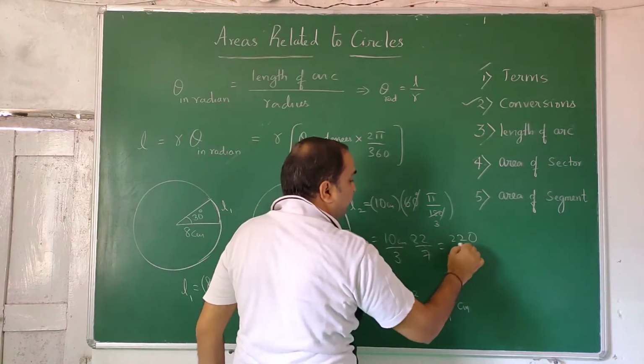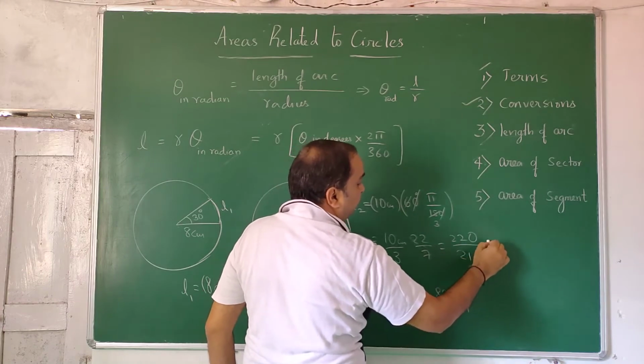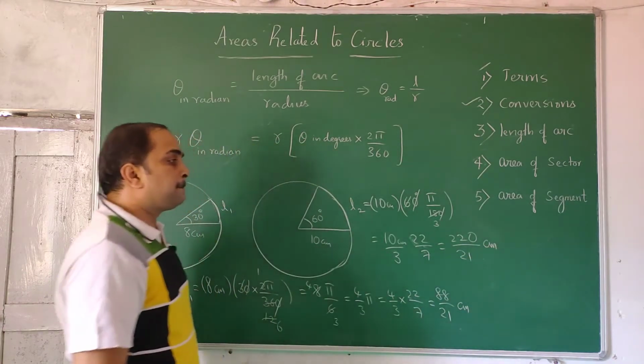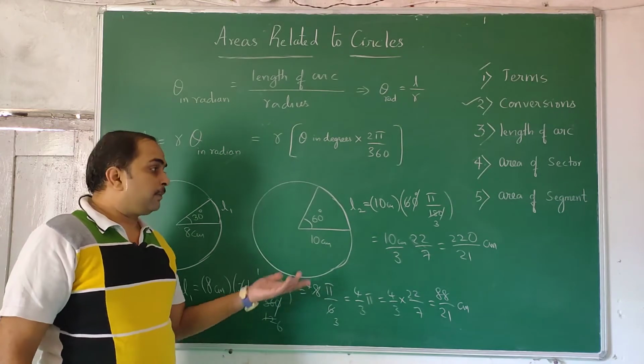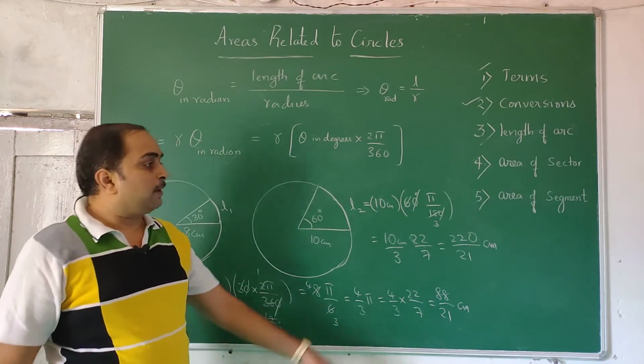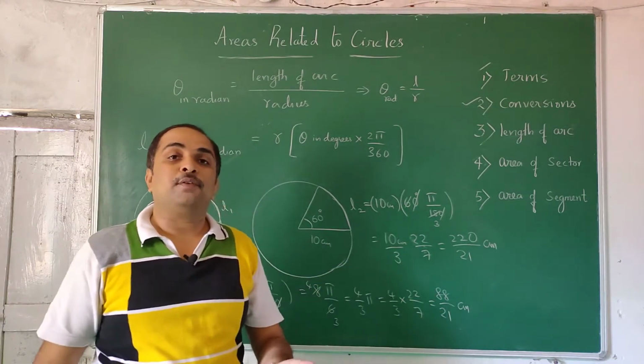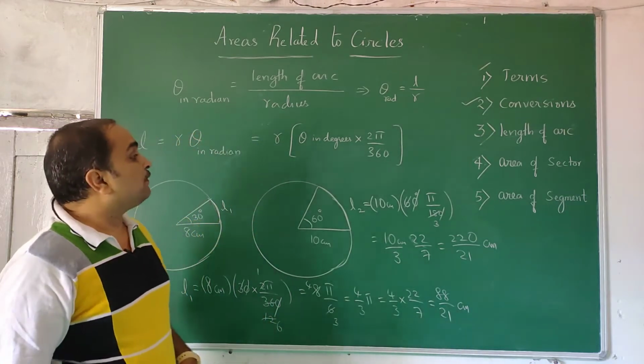210 by 7, 3s are 21 centimeters. The answer comes in centimeters. In this way you can find the length of the arc, but you have to write that pi value, 22 by 7 or 3.14, and get the answers. In this way we can find the length of an arc.